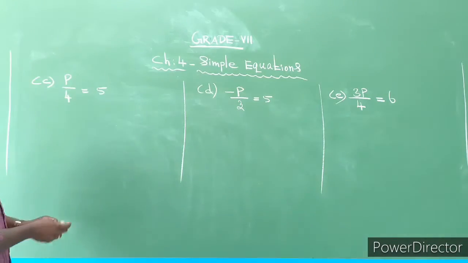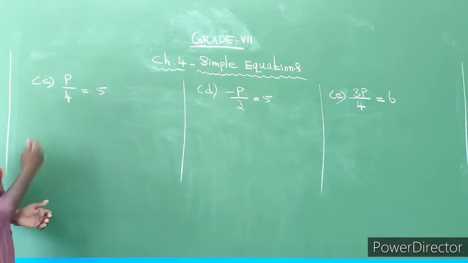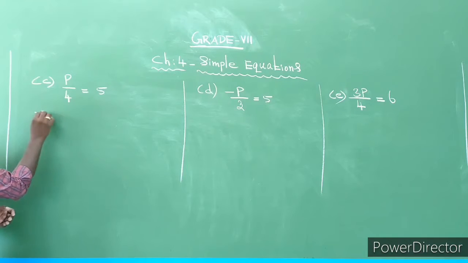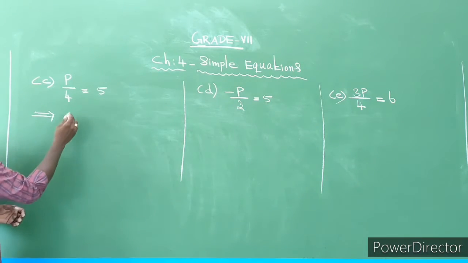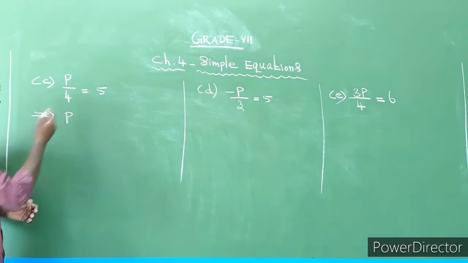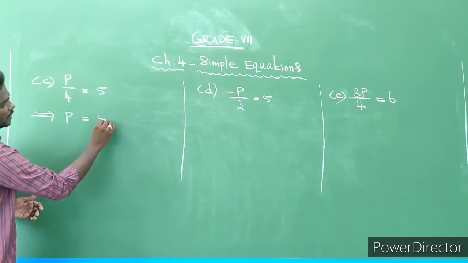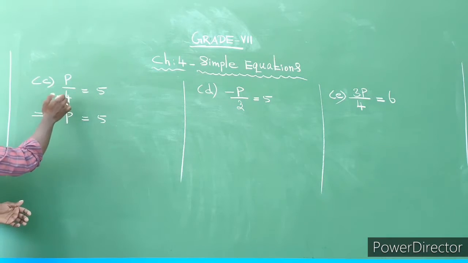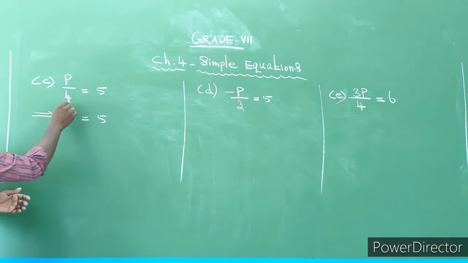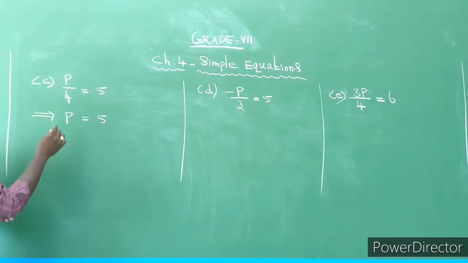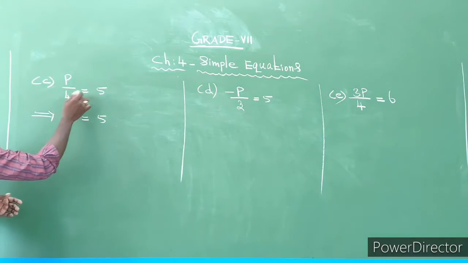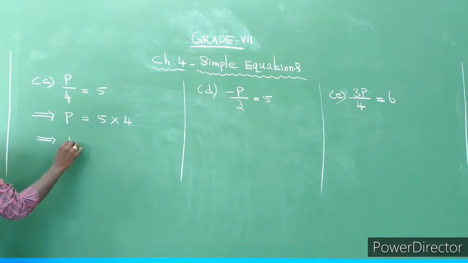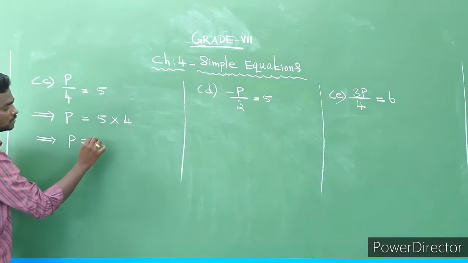Next, our C question. What is our C question? p by 4 is equal to 5 is given. How to solve this? p by 4 is equal to 5 means we keep p on the left side, which is equal to 5. The 4 is division on the left side, right? p divided by 4 means the 4 is division on the left side. So this 4 is transposed to multiplication. So p is equal to 5 and this 4 is transposed to multiplication. This implies the value of p is equal to 5 fours are 20.